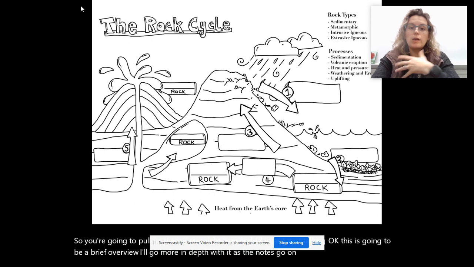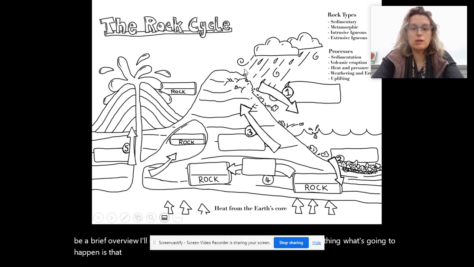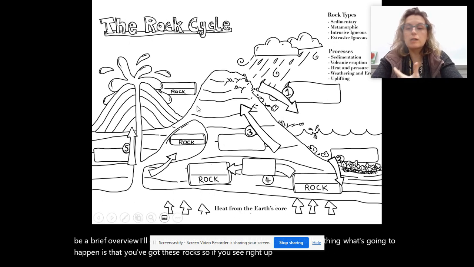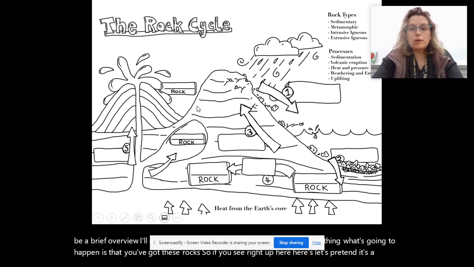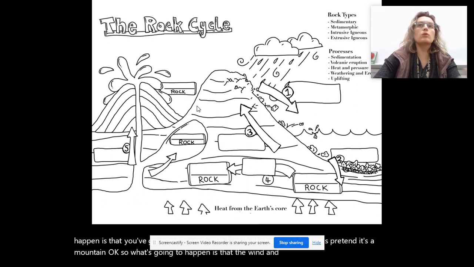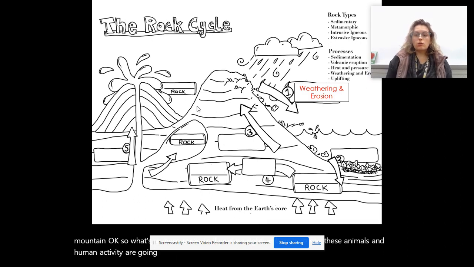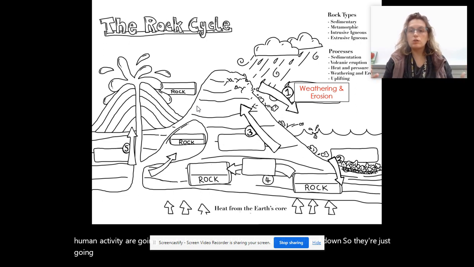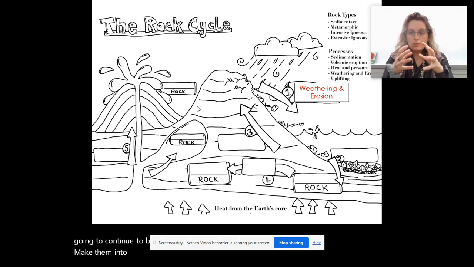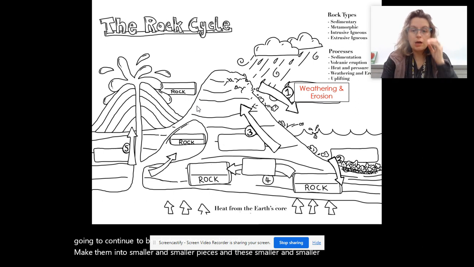So first thing, what's going to happen is that you've got these rocks. If you see right up here, let's pretend it's a mountain, okay? The wind and the rain and these animals and human activity are going to weather these rocks. Weathering means break down. So they're just going to continue to break down these rocks and make them into smaller and smaller pieces. And these smaller and smaller pieces are called sediment, all right?